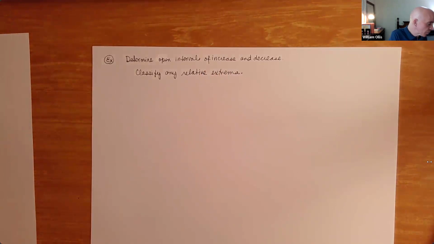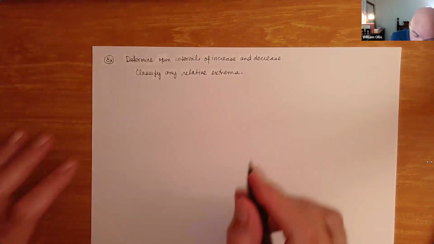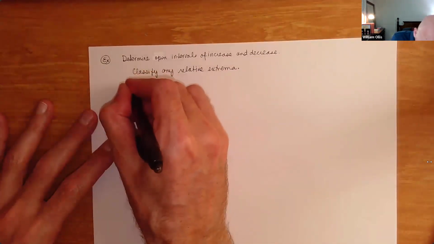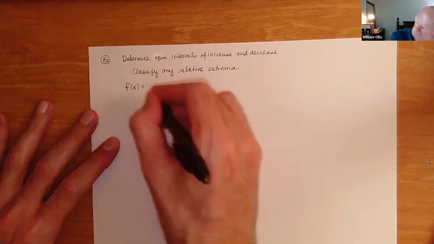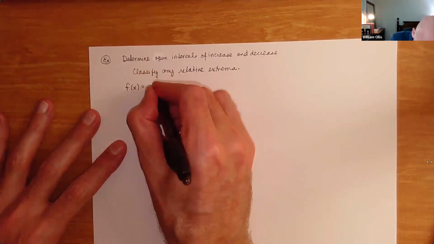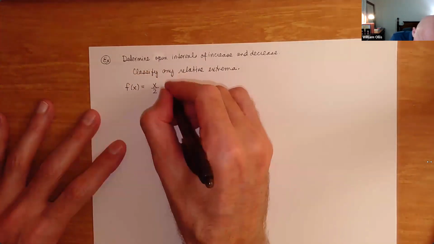So in this particular case, we can utilize the following function. That is, we have f of x, and we have a given domain. So that'll make the analysis a little simpler. We have f of x equals x over 2 plus cosine x.